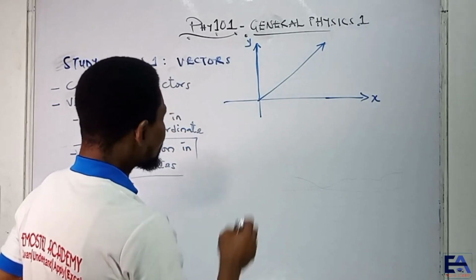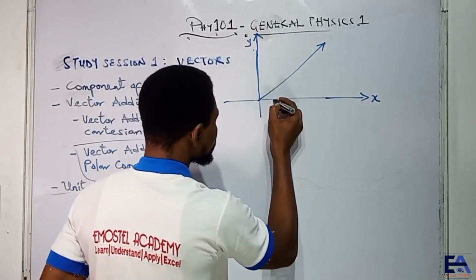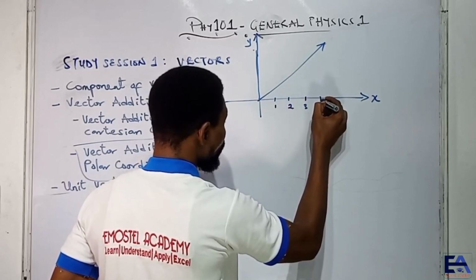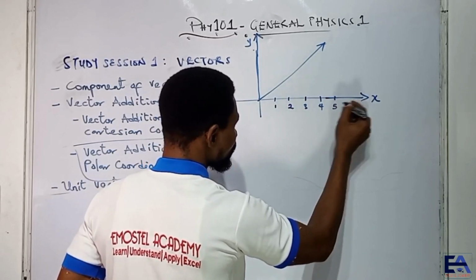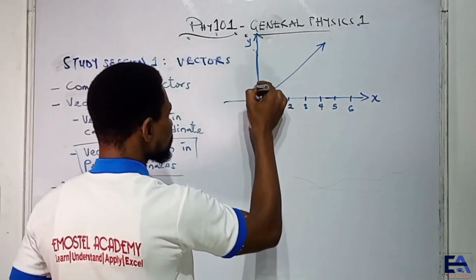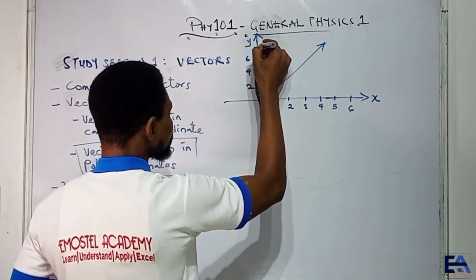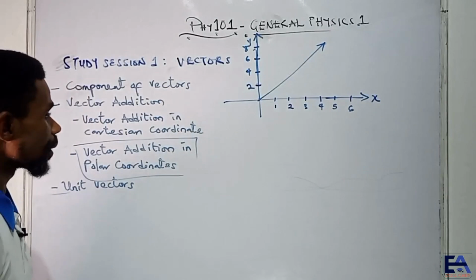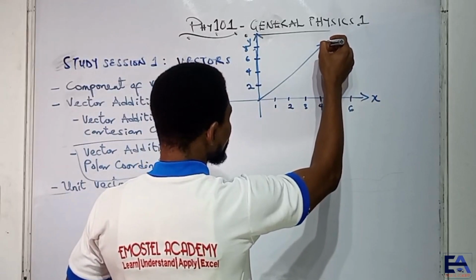Now, let's take for instance, this is like 1, 2, 3, or whatever value it is, whatever unit you have decided to choose. 5, 6. All right, and then let's say this is 2, 4, 6, we have 8 or something like that. Let's just assume. And then we have 8 in this way.